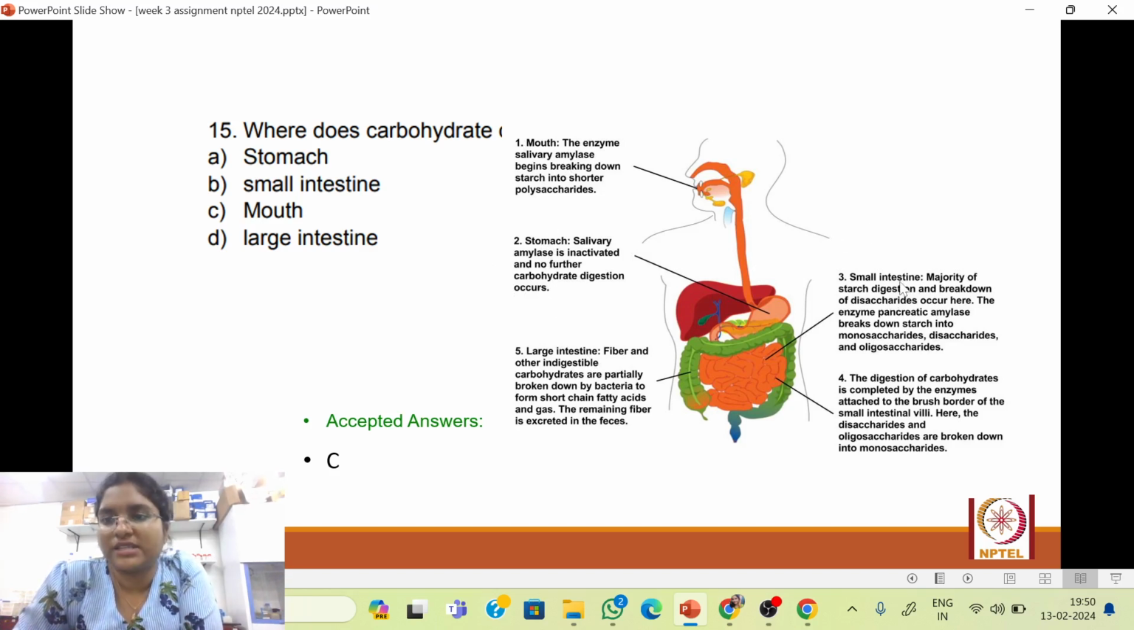Then the small intestine. The majority of the starch digestion and breakdown of disaccharides occur here. The enzyme pancreatic amylase breaks down the starch into monosaccharides, disaccharides, and oligosaccharides, simplified forms of polysaccharides. And fourth, the digestion of carbohydrates is completed by the enzymes attached to the brush border of the intestinal villi. Here, the disaccharides and the oligosaccharides are broken down into monosaccharides. And lastly, what does the large intestine do? Fibers and other indigestible carbohydrates are partially broken down by bacteria to form short chain fatty acids and gas. The remaining fiber is excreted in the feces.